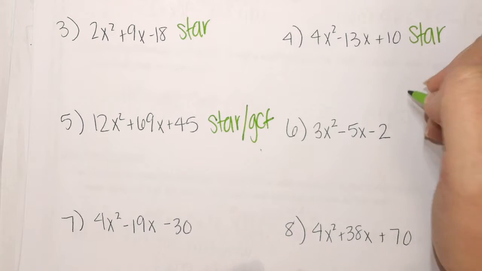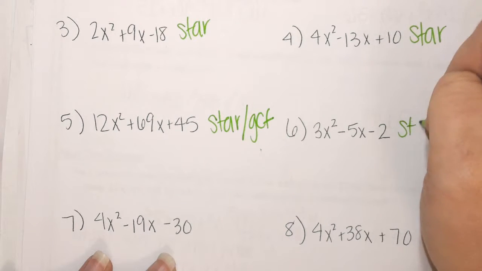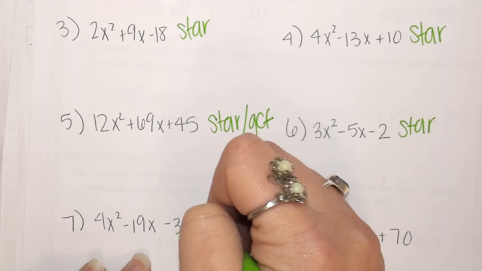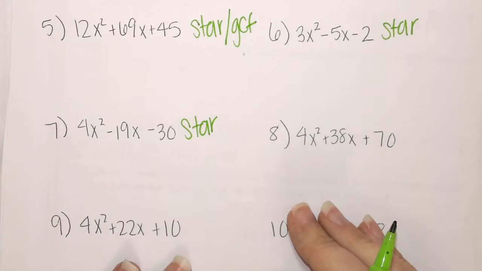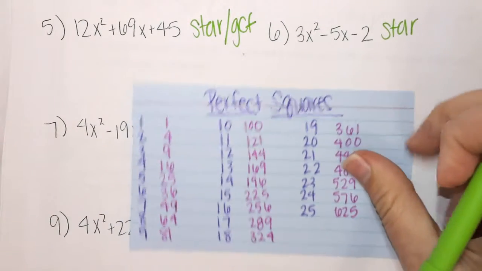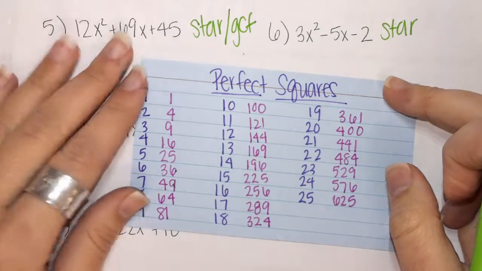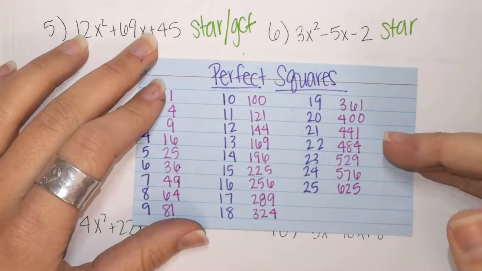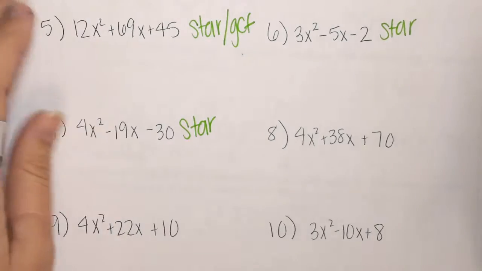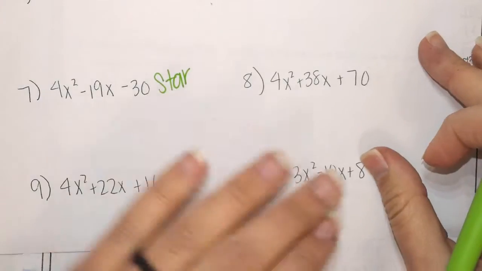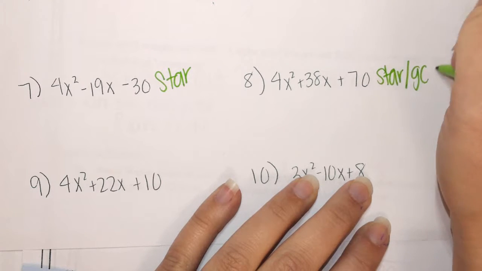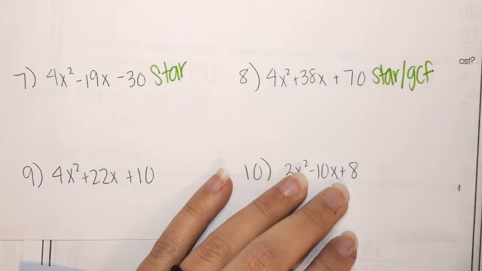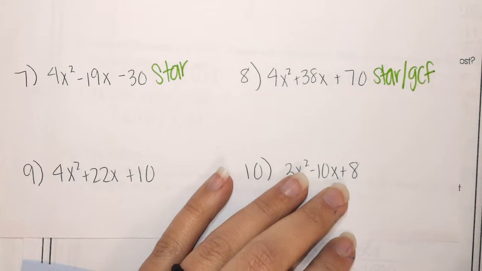Number 6. Is that a star or perfect square? Star. Number 7. Are you sure? Is 30 a perfect square? Oh my gosh, guys, use your card. If you don't have a card, make a new card. Number 8. Is there a GCF here? What's your GCF?